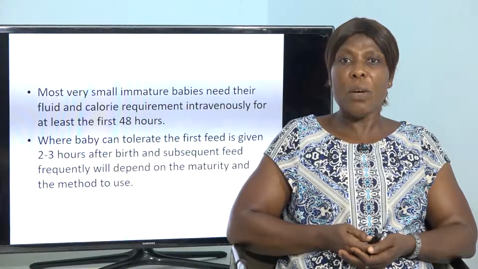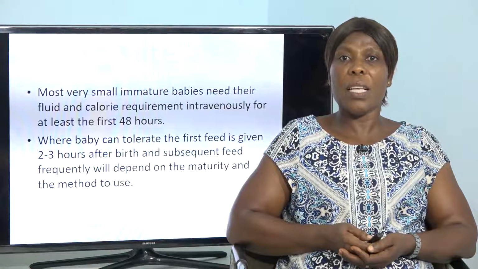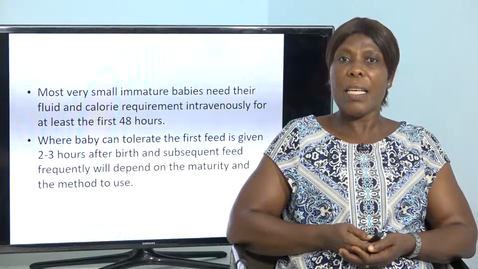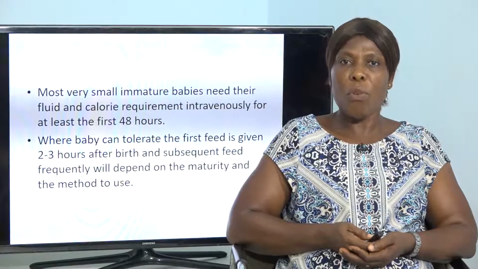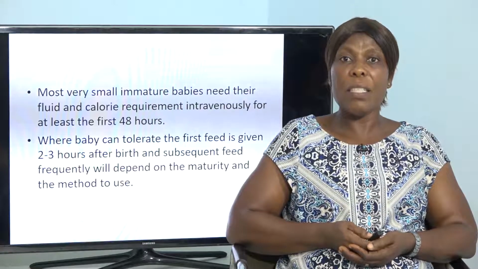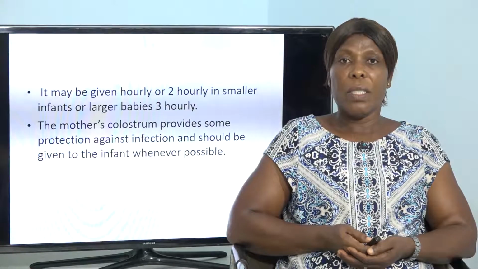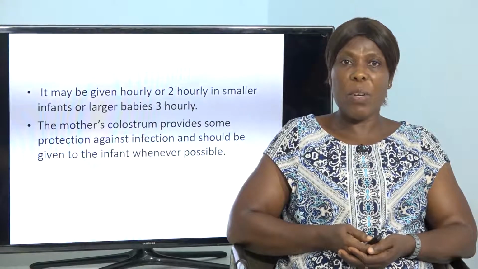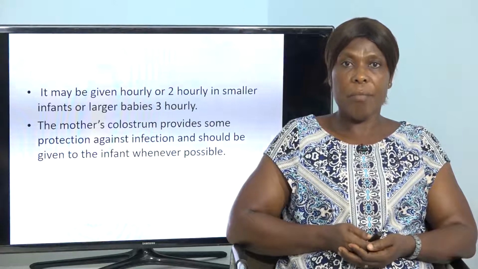Where the baby can tolerate, the first feed is given 2 to 3 hours after birth, and then subsequent feeds, the frequency will depend on the maturity and then the method to use. So as I'm saying, some of them can go straight to the breast depending on the maturity. So this feed should be given early in smaller infants, or larger babies early.